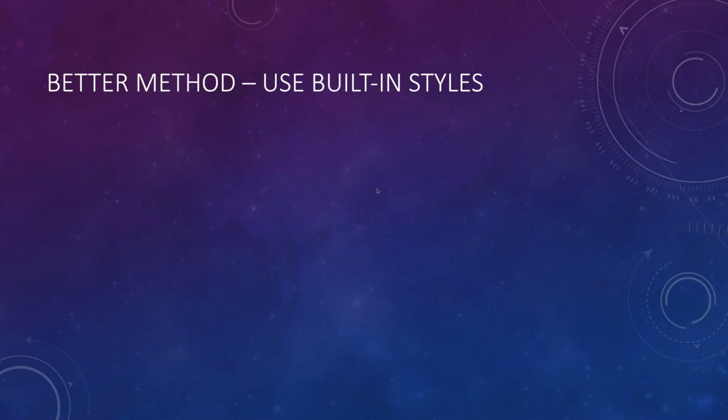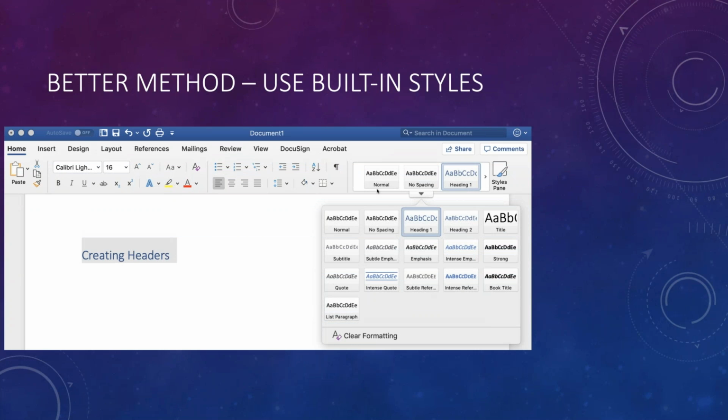So the better method to creating document structure in Word would be to, again, highlight the text that you have created and then choose the styles that are built in. So you can see what I did here was just click on the down arrow, and that reveals some of the most commonly used styles. And if you just click on one of these, like heading 1 is highlighted, if I click on that, it creates an actual structured header.